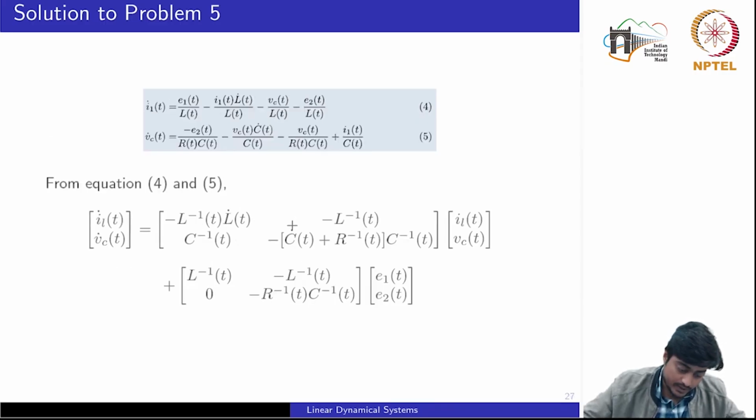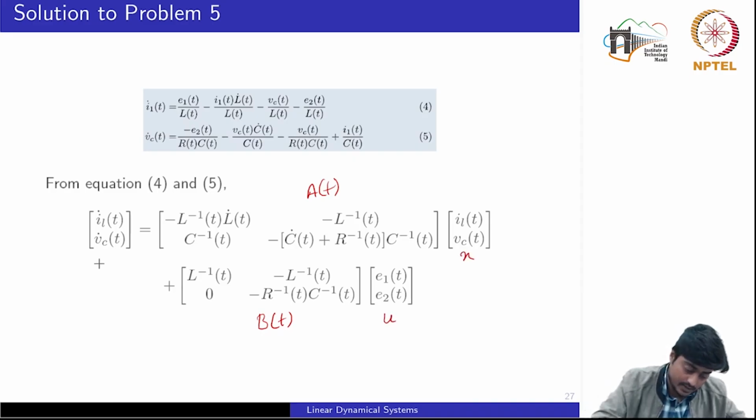So after simplifying these two equations, this is the state space representation we have obtained, where this is the state variable, this is A of t, the time dependent A matrix, and similarly we have the time dependent B matrix. And this is U, this is X, and this is X dot.